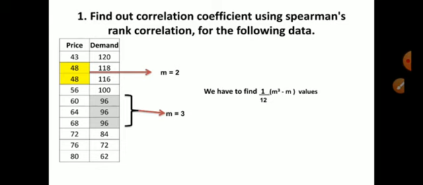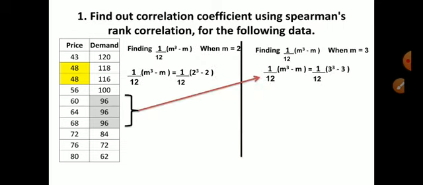We are going to substitute now. When m is equal to 2, what will be the 1 by 12 (m cube minus m) value, and when m is equal to 3, what would it be? That is what we have to find. In the first case, when m is 2, 1 by 12 (m cube minus m) will be 1 by 12 (2 cube minus 2). What is 2 cube? 2 into 2 into 2: 2 twos are 4, 4 twos are 8, 8 minus 2, that will be 6 by 12.